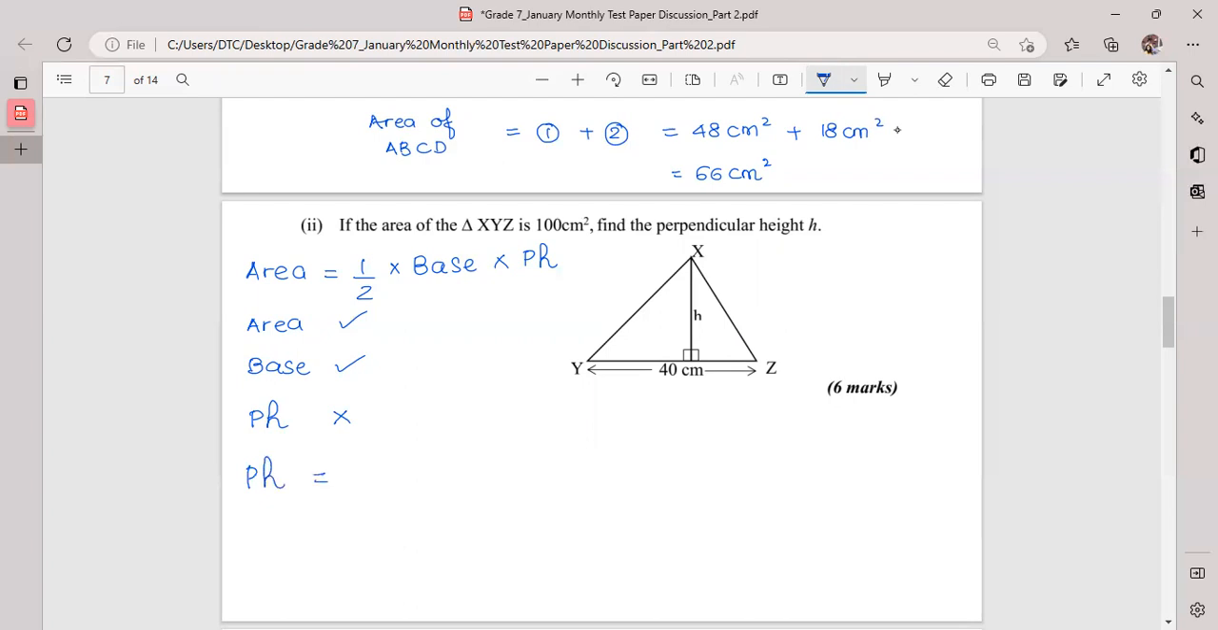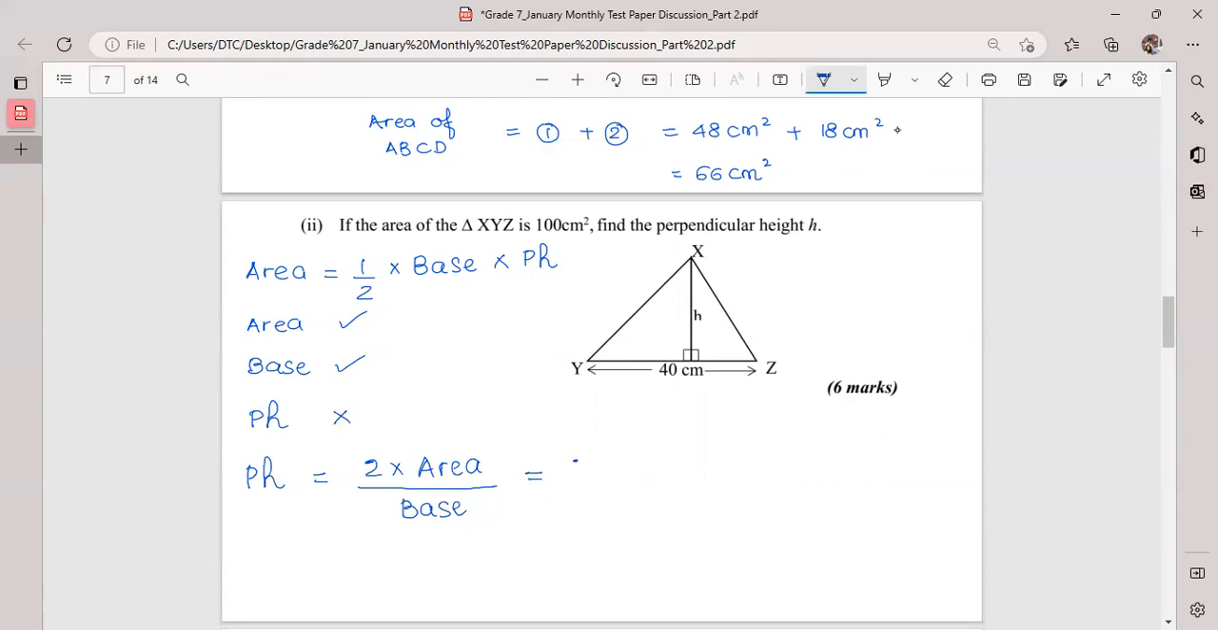That means you want to keep perpendicular height alone and send that half and base to the other side. What happens when you send that half to the other side? It becomes multiplication, 2 times area divided by the base. First of all, you want to rearrange the formula to get the perpendicular height value. You just see what information is available for me and what is the missing figure. Here I can understand perpendicular height is missing. So then I want to keep perpendicular height alone. So then I rearrange the formula, that is 2 times area divided by base.